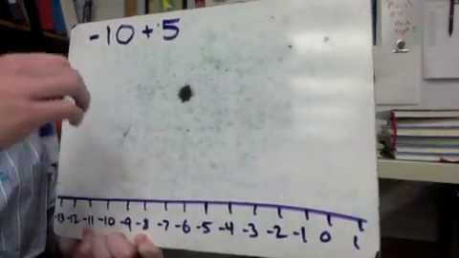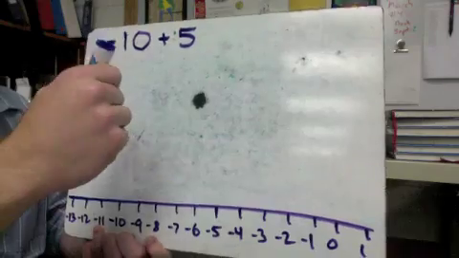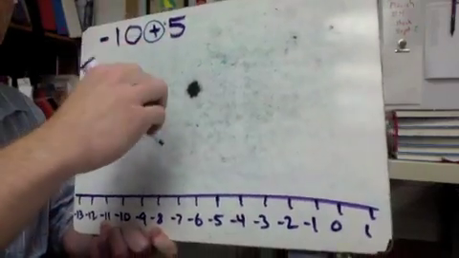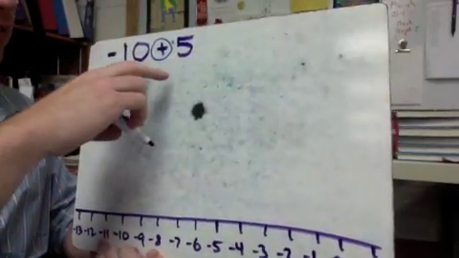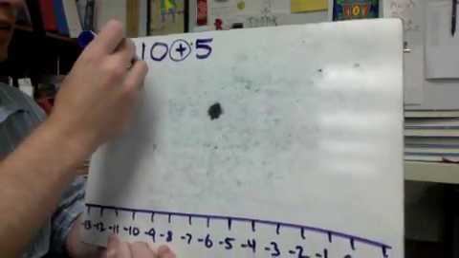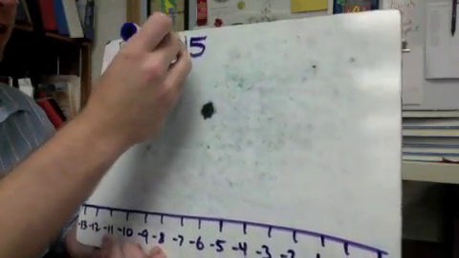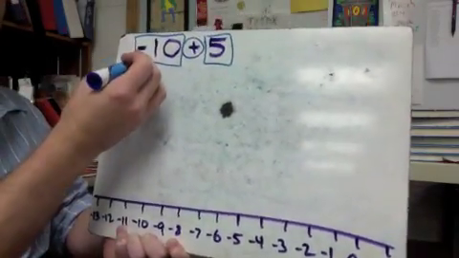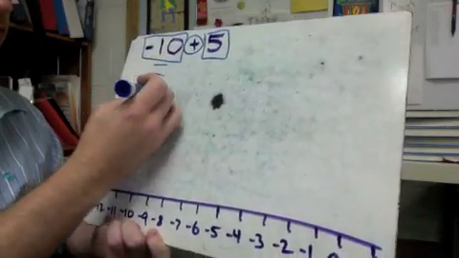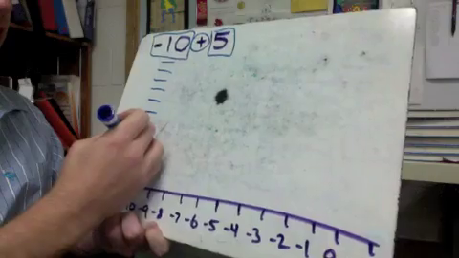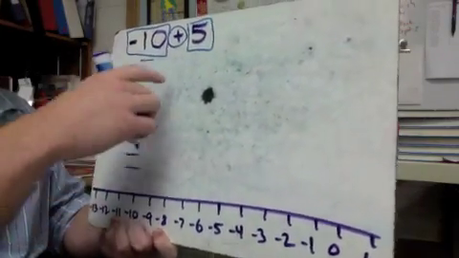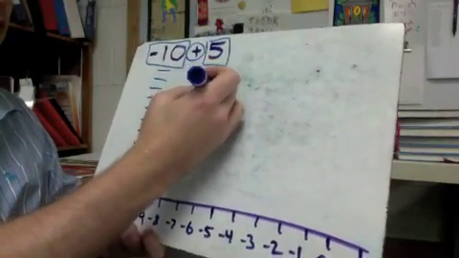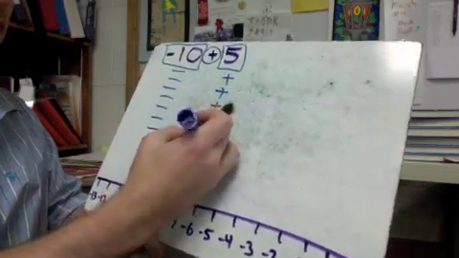Alright, next problem. Negative 10 plus 5. We want to make it an addition problem. It already is an addition problem, so we're in good shape. Now we just have to identify positives and negatives. This is a negative 10. This is a positive 5. Okay? So right underneath it, I'm going to list 10 negatives. 2, 3, 4, 5, 6, 7, 8, 9, 10. 10 negatives. This is a positive 5, so I'm going to list 5 pluses. 1, 2, 3, 4, 5.